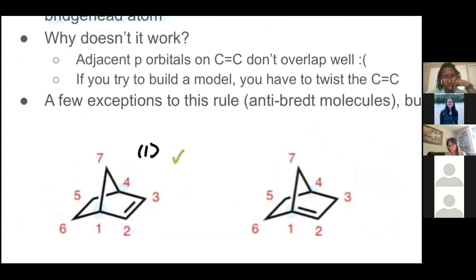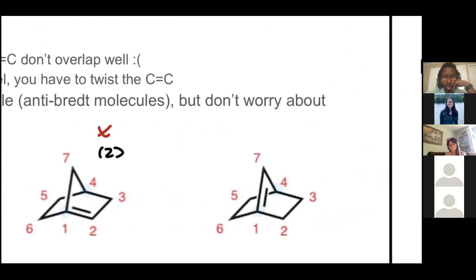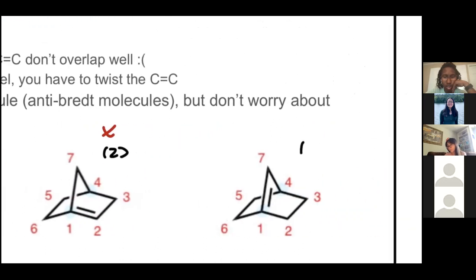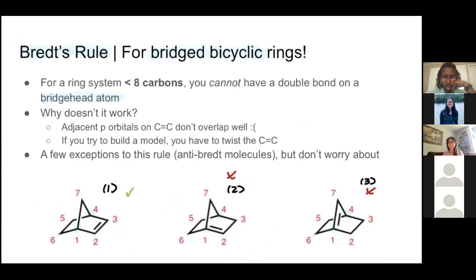Let's look to the next one. This has a double bond between 1 and 2 that is still on a bridgehead atom. We don't like that. That does not follow Bredt's rule. Last but not least, number 3. Once again, same problem. Double bond is attached to carbon 1. This does not follow Bredt's rule. Any questions on that?